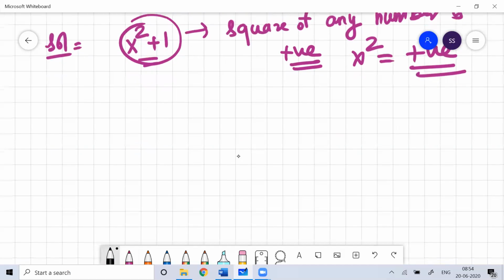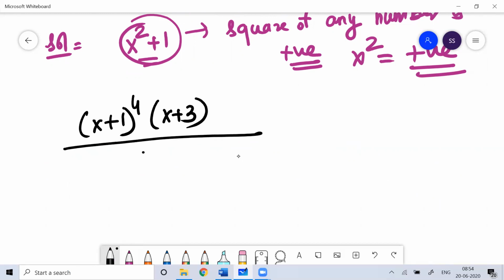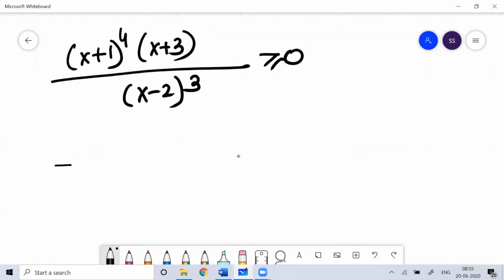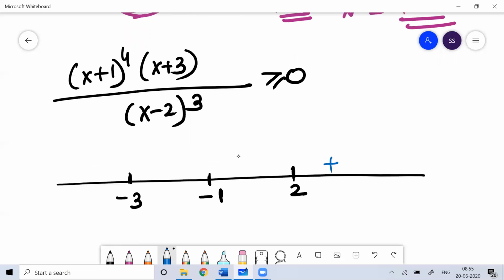Okay, so now my question would be x plus 1 to the power 4 into x plus 3 divided by x minus 2 to the power 3, greater than or equal to 0. So I plot a number line with minus 3, minus 1 and plus 2. Now I'll change the sign. This is plus, this is plus. Minus 2 has odd power, so the sign changes; minus 1 has even power, so the sign will not change; and minus 3 has odd power, so the sign will change. Okay.